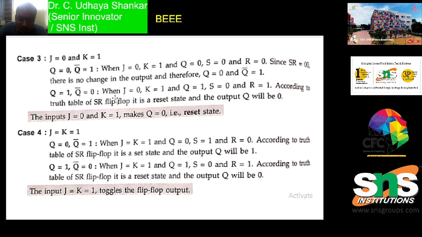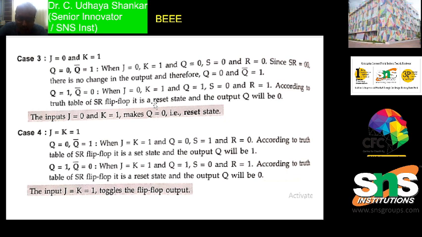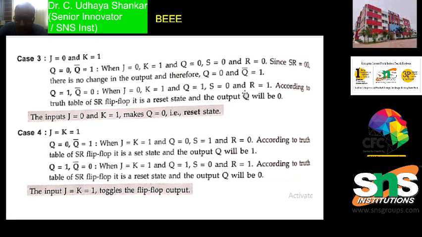Similarly, in the condition where Q equal to 1 and Q bar equal to 0, when J equal to 1 and K equal to 1, Q equal to 1 and S equal to 0 and R equal to 1. From this we can understand that Q will be equal to 0. This is how it behaves.